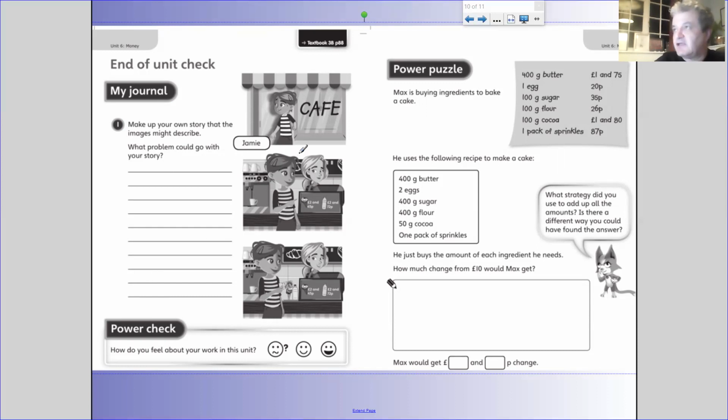What I'd like you to do is to write out the question, work out the answer on a separate piece of paper, and then send the problems into the Year 3 team and see if we can solve those problems for you. Okay? You're setting us questions. Sounds like fun. And I'll have a go at answering all your questions. Make them creative and interesting. Have a go at that. And then have a go at the power puzzle. Send me that answer as well.